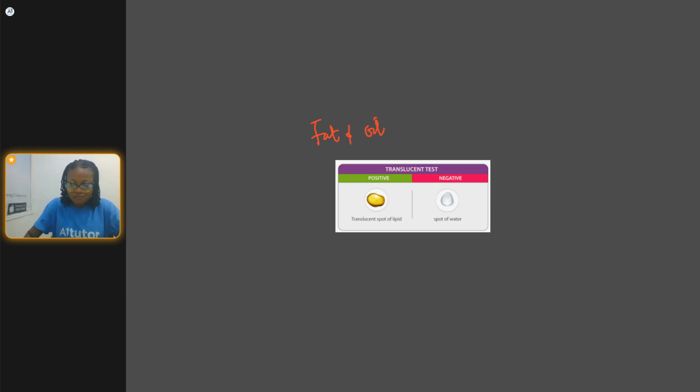As you can see, this is filter paper. The white thing here is filter paper, and this thing here is your sample. If you rub the sample on the filter paper and hold the paper against the light, for those that did physics, that is translucent. What comes out is your paper looking greasy. If you see something like that, you already know that the sample is fat and oil.